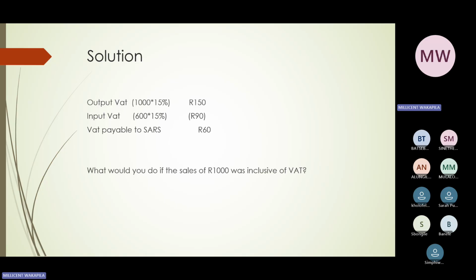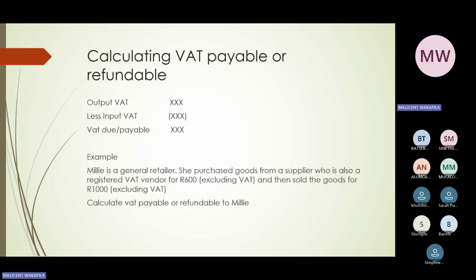The VAT payable to SARS is 60 rand. What would you do if the sales of 1,000 rand was inclusive of VAT? Going back to the question, here they said the 1,000 rand excludes VAT, the 600 rand excludes VAT. Now my question to you is, which percentage would you have used if the 1,000 rand was including VAT?